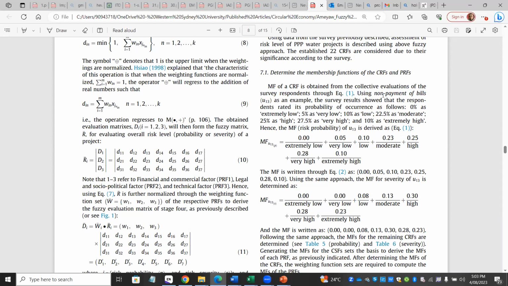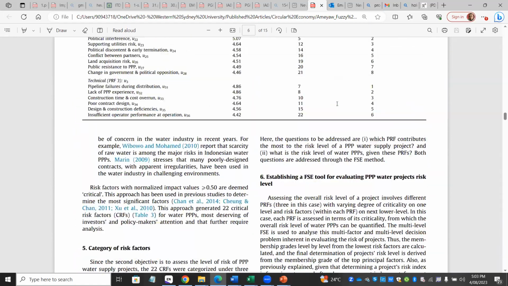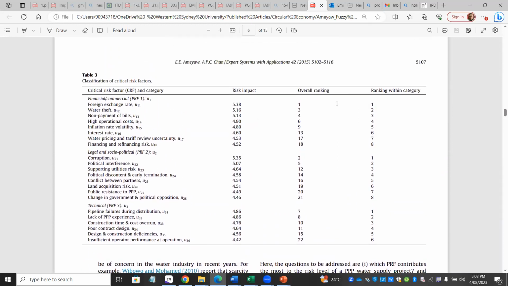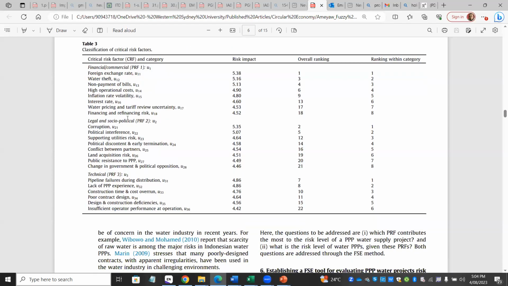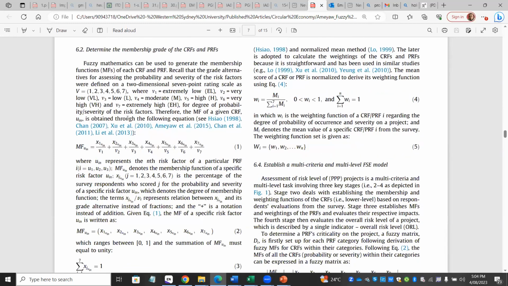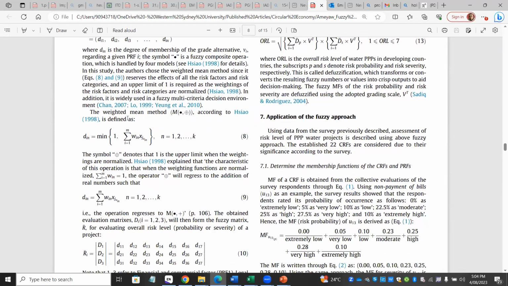So we are using non-payment of bills. So let's go back and look at non-payment of bills. That's number 13, which is part of the first group, the first category, the financial or commercial risk group. We are using it as an example. How was it responded to?